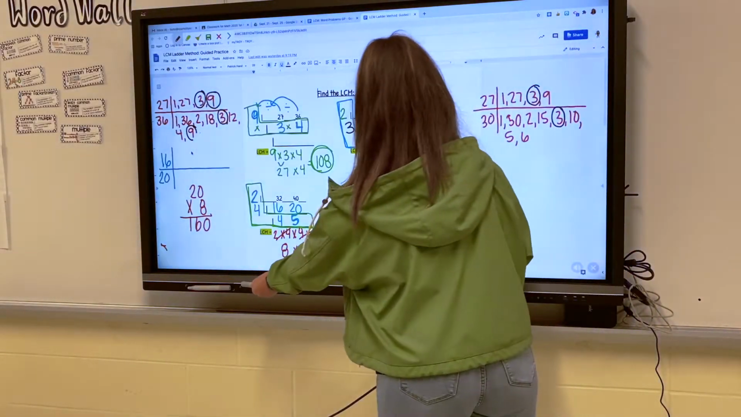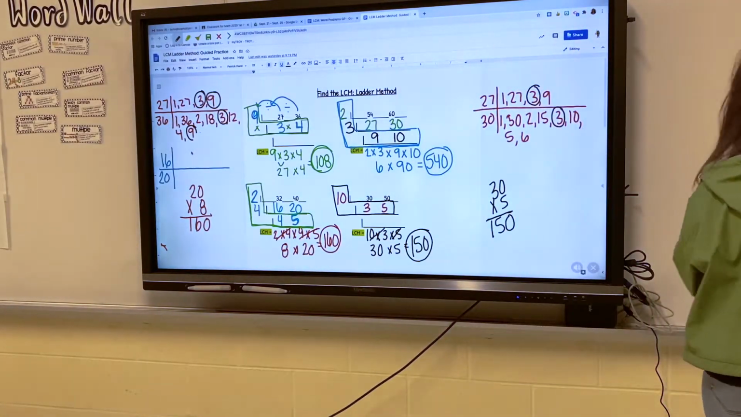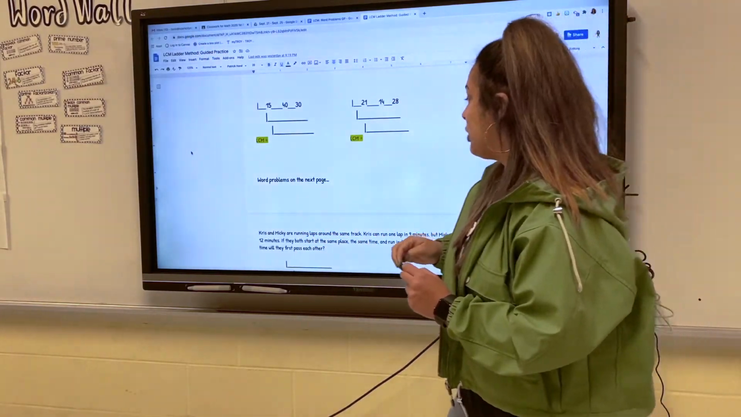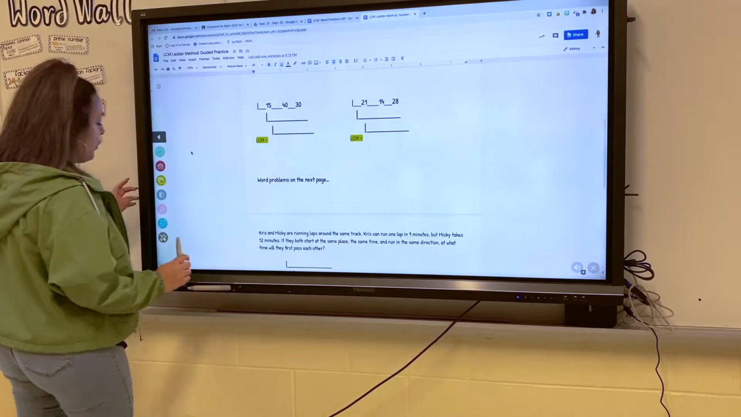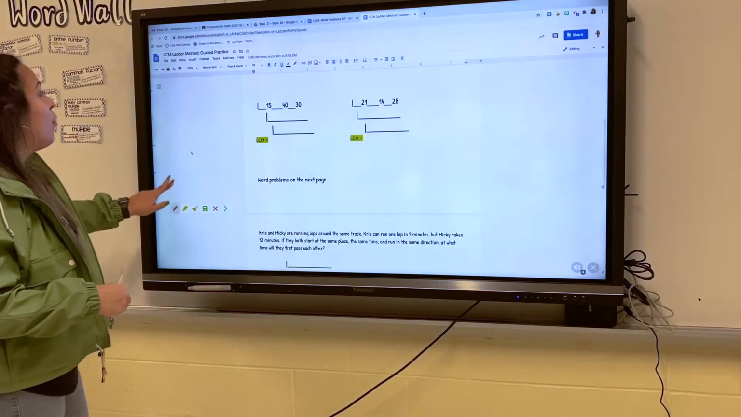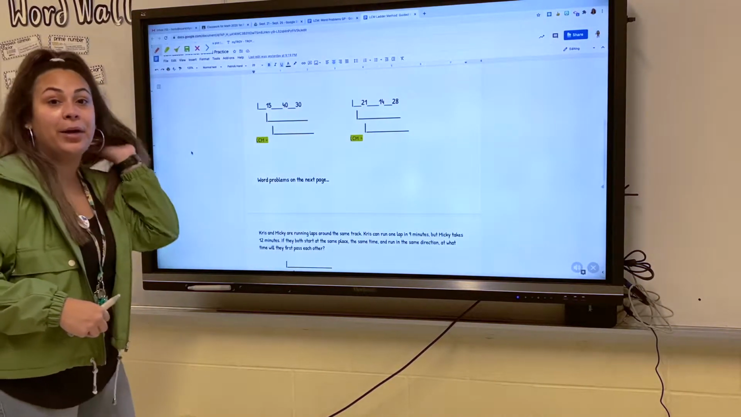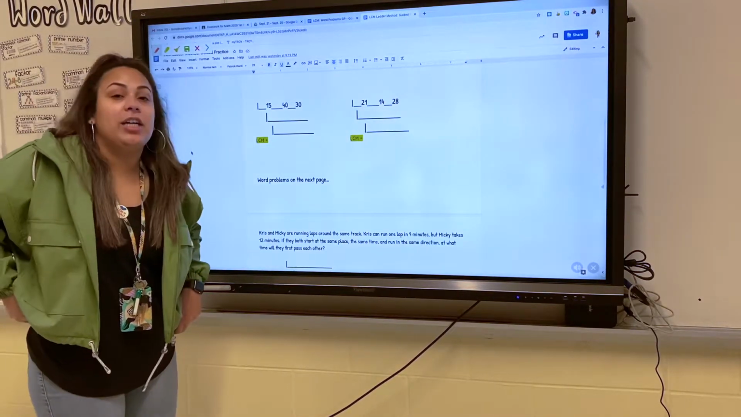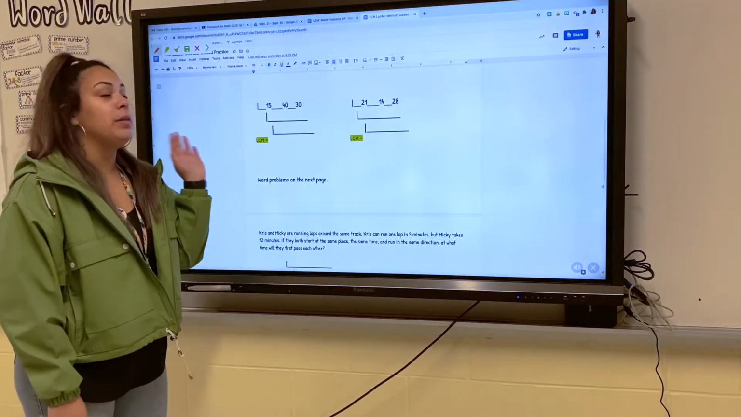Okay? All right, the last two on this front page. They are a little different because we have more than one number that we're trying to find the LCM for. Even though there's not two numbers, this is still completely doable.